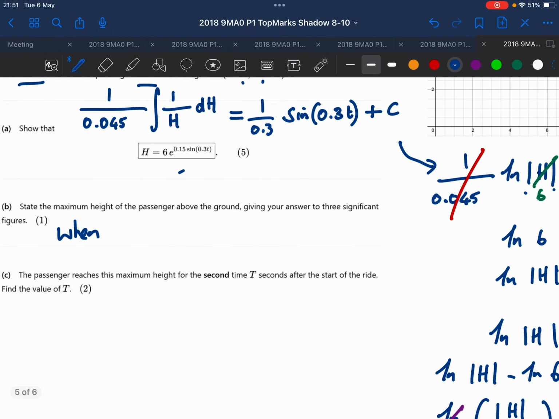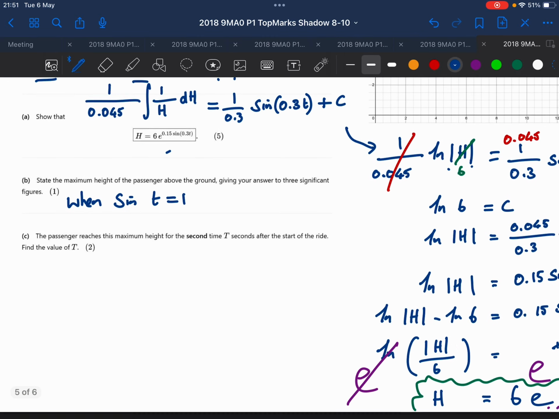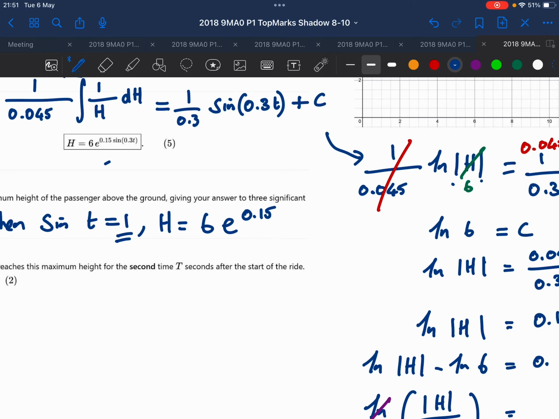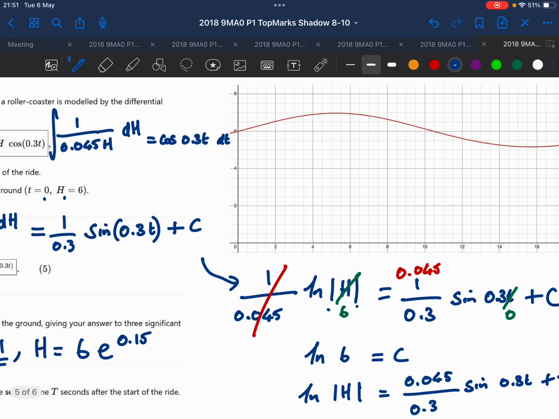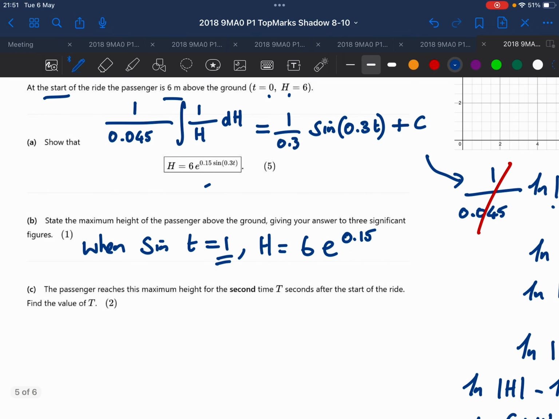When sine of t is equal to 1, I'm just checking in the question, I don't see anything that's going to stop it. When sine of t equals 1, the height will be equal to 6e to the 0.15, won't it? Because the sine part will just be contributing 1, that's what I'm saying. And that's the biggest value. So that would be around here, for example. Okay. So an interesting range question.